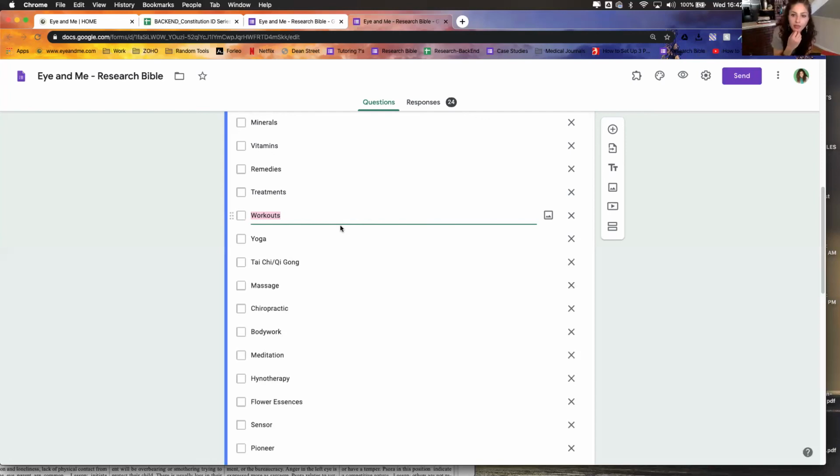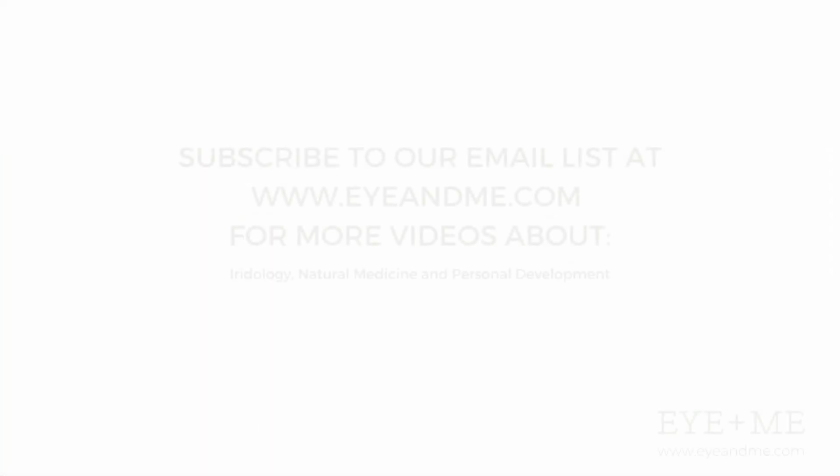The connector is not or, it's and. Always use the word and, like plant-based and sometimes meat, you know what I'm saying? I think that's really critical for the connector constitution, to give themselves a third option.